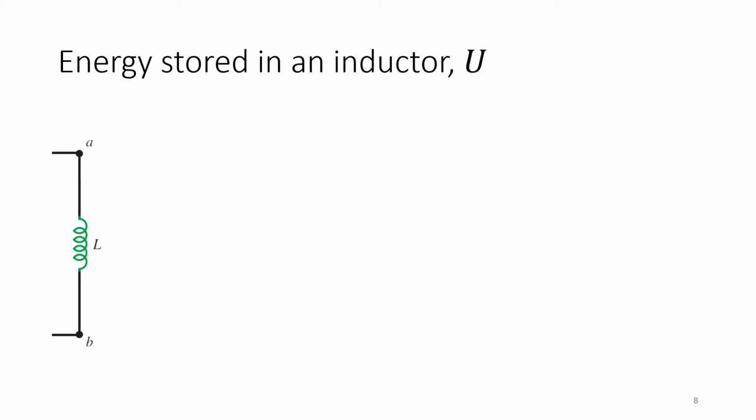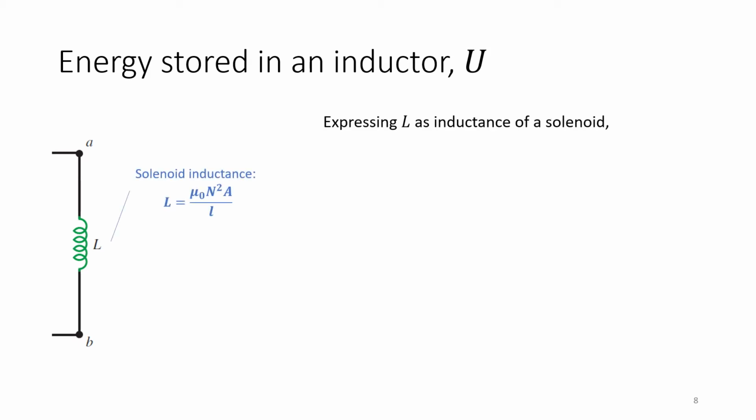We haven't specified what type of energy is stored in the inductors yet. To shine some light on what that can possibly be, let's go to a specific configuration for an inductor, a solenoid. You can get the same result with other shapes, but this may be the simplest one. Expressing L as the solenoid inductance from the last lecture, we get total energy as U equals 1/2 mu naught N squared A I squared over L.